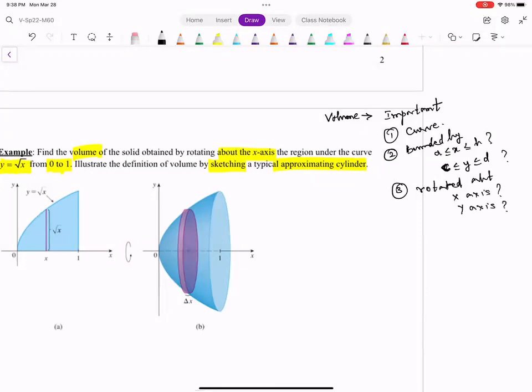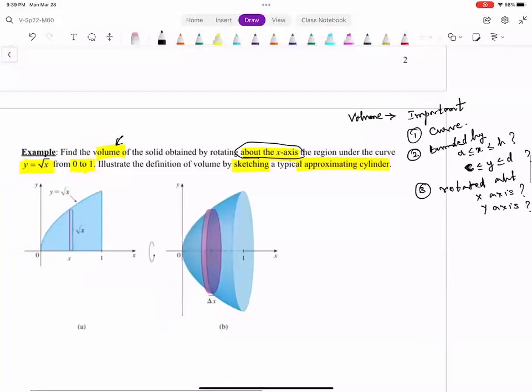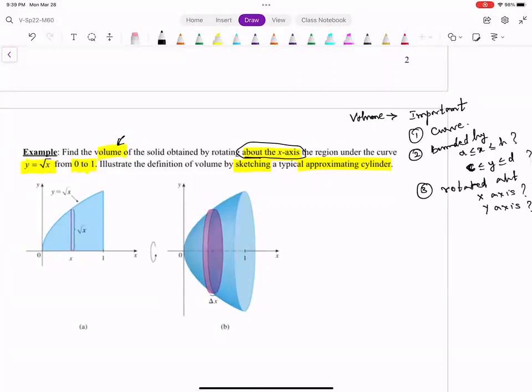So you have to know these three pieces of information. Find the volume of the solid obtained by rotating about the x-axis. So we need that information. Under the curve y equals root of x from 0 to 1. So we have the curve with bounds 0 to 1. The bounds are for x.